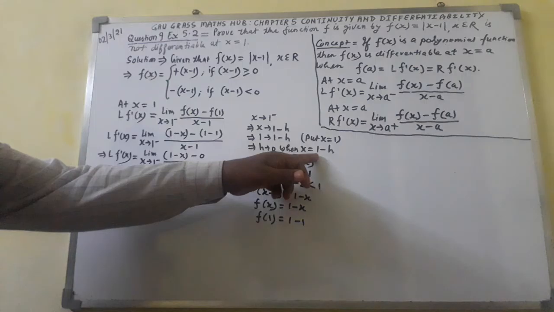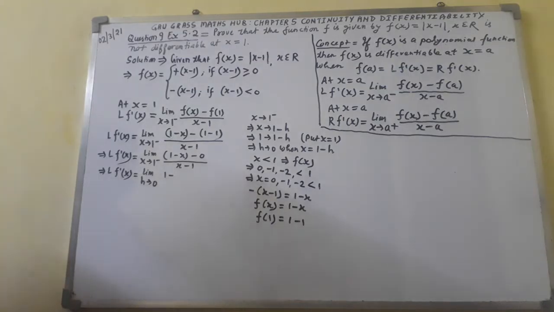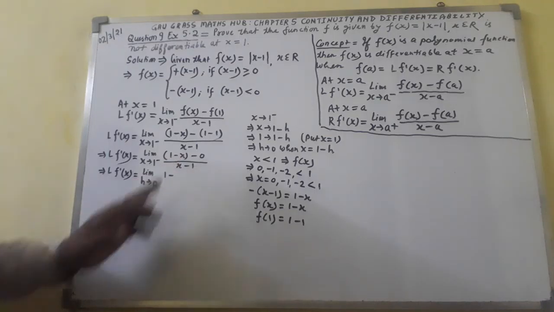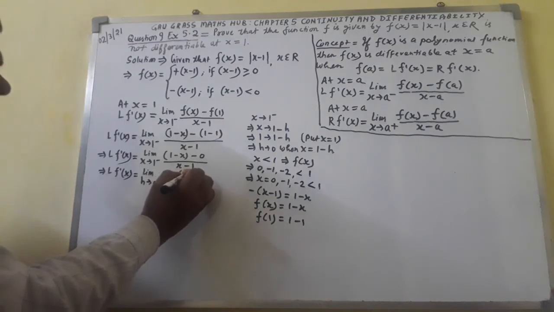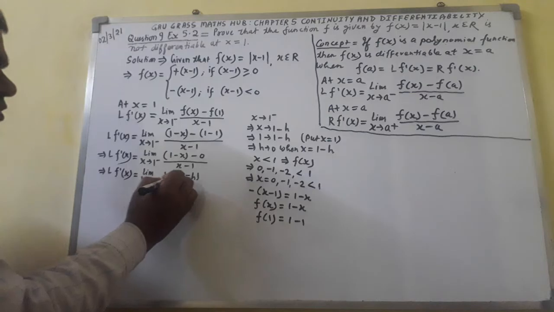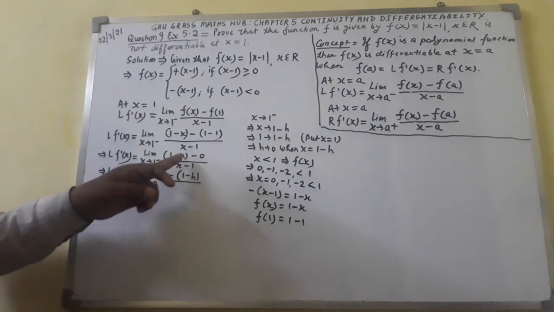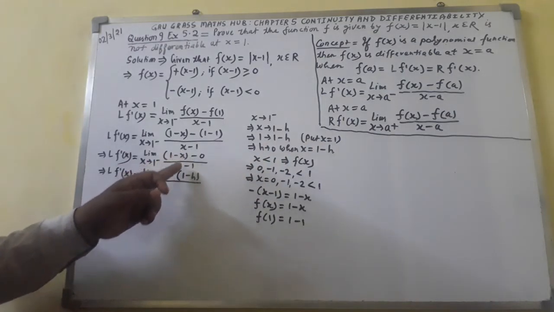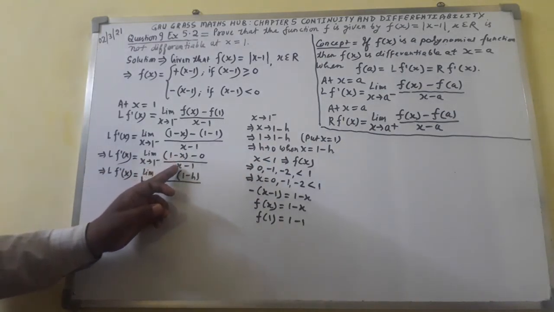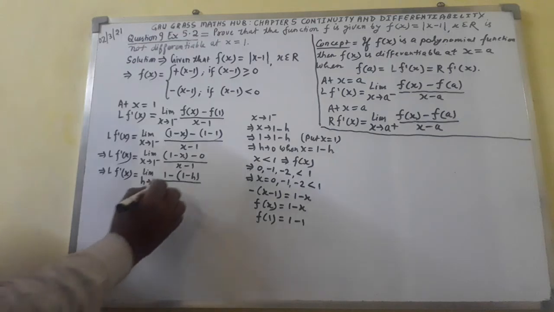In place of x, I shall write 1 minus h. So here write 1 minus, in bracket 1 minus h, whole over, 1 minus, in place of x I shall write 1 minus h. Here x is equal to 1 minus h.